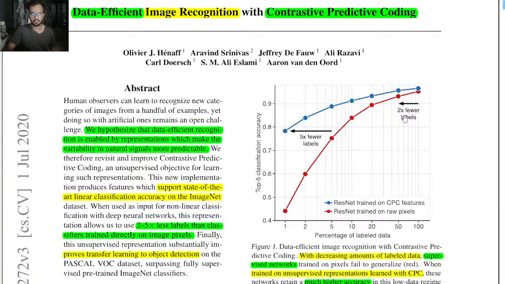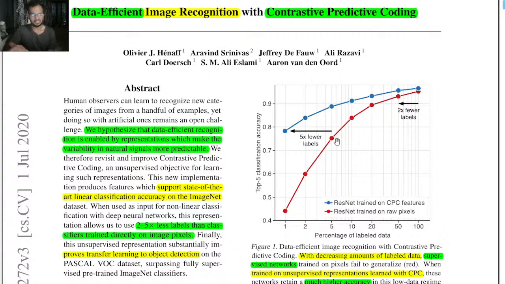It's the entire ImageNet dataset. So with just 50% of the labels, you still beat the supervised benchmark at 100% of the labels. And another interesting thing is with just 1% of the ImageNet dataset, you get better performance than the supervised model trained on 5% of the labeled dataset. So with 5 times fewer labels, it's still able to outperform the supervised model.